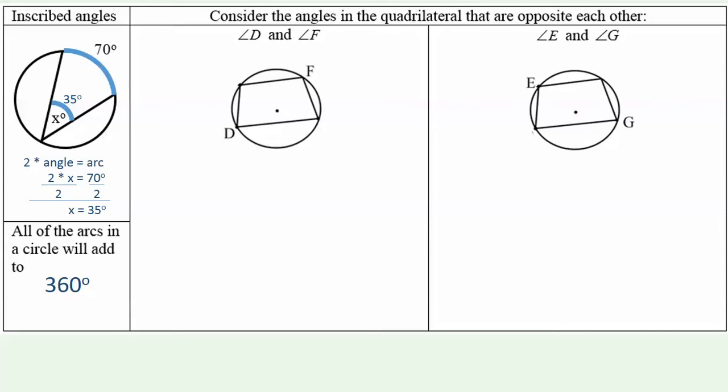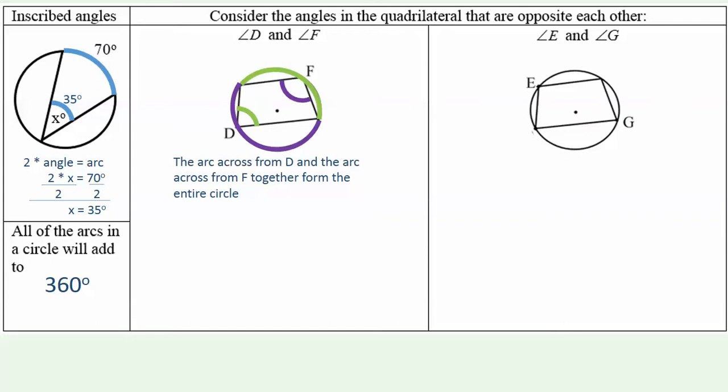With these 2 facts in mind, let's consider the angles in the quadrilateral that are opposite each other. So let's look at angle D and angle F. The arc across from D and the arc across from F together form the entire circle. So the arc across from D is green, and the arc across from F is purple, and together they do form the entire circle. Because all of the arcs in a circle will add to 360 degrees, we know the arc across from D plus the arc across from F will have to be 360 degrees.